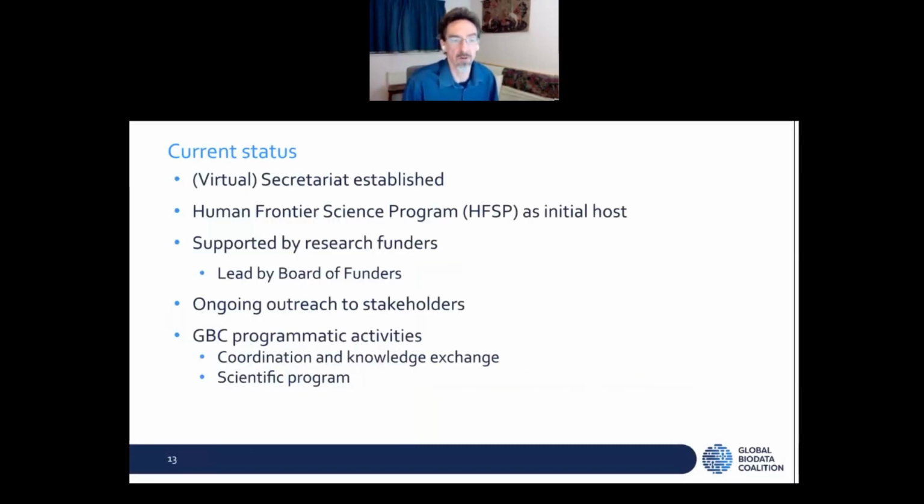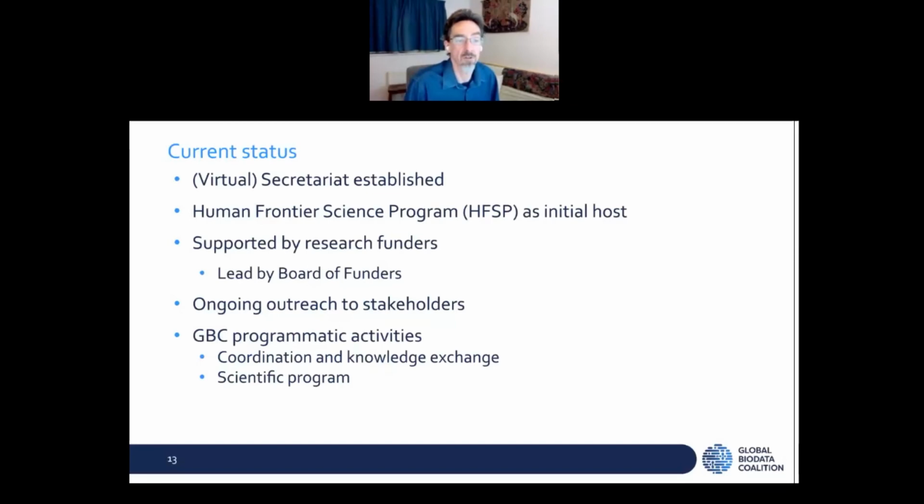So this is just the governance slide. At the moment, we have a secretariat, which is virtual. In other words, we don't have an office. That was true even before COVID. And COVID has just extended the amount of time when we will have a virtual secretariat because we can't really do anything now about finding a home. The Human Frontier Science Program is our initial host, and by host, what we mean is they're managing the money. We are supported by a group of research funders, and I'll show the support slide at the end, and led by a board of those research funders.